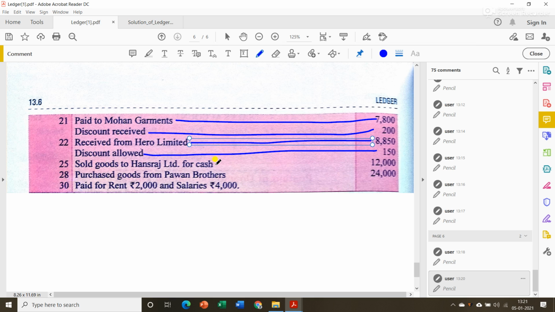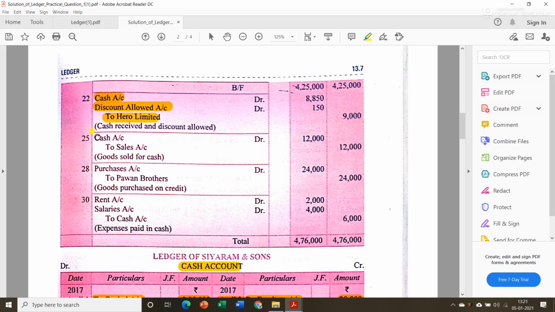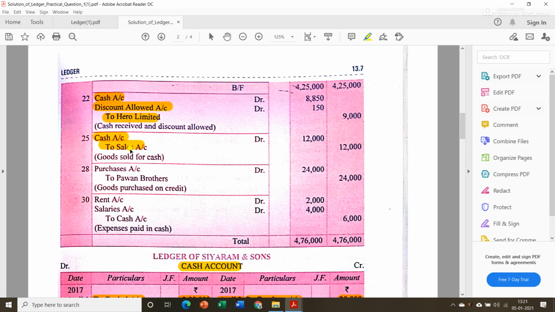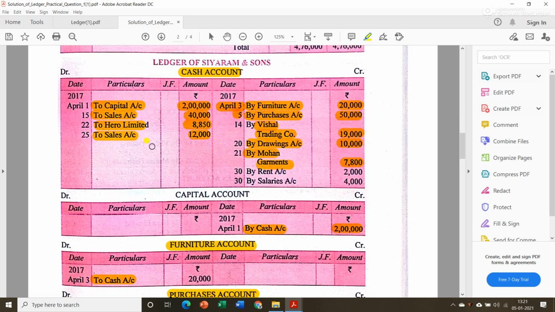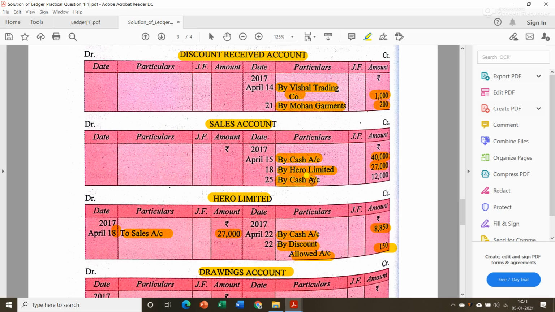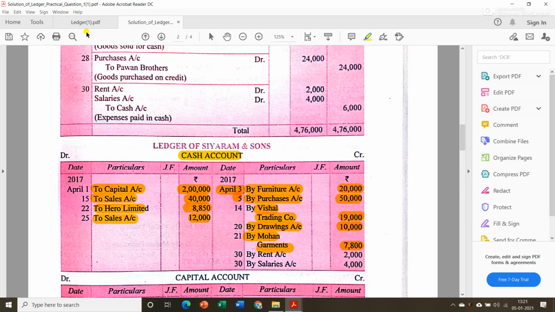Sold goods to Hansraj Limited for cash rupees 12,000. So this is a cash sale, so we will write cash account debit to sales account. Now we already have cash account, so in here we will write to sales account 12,000. Then we also have sales account, so in sales account we will write by cash account rupees 12,000. Then let us see the next transaction.